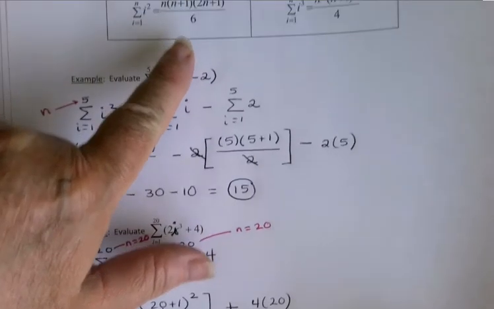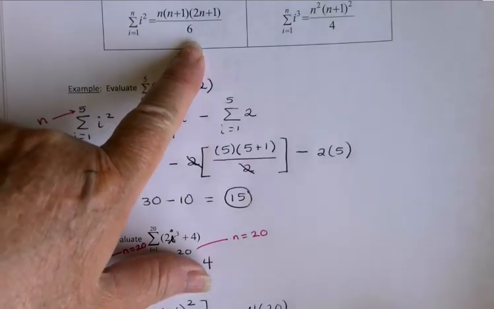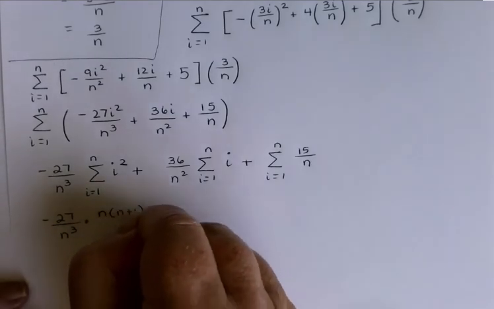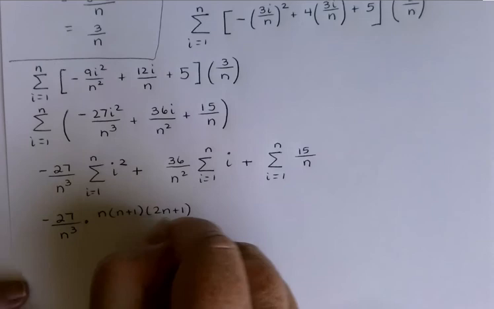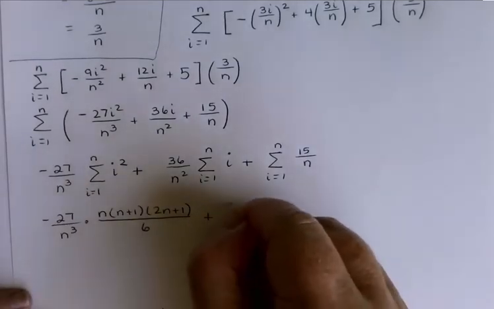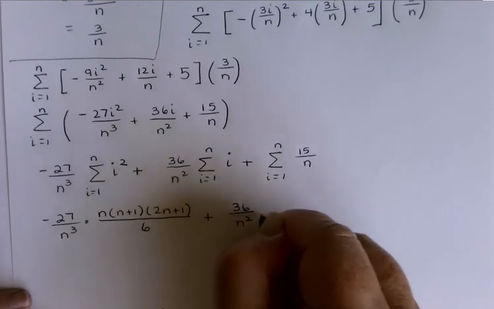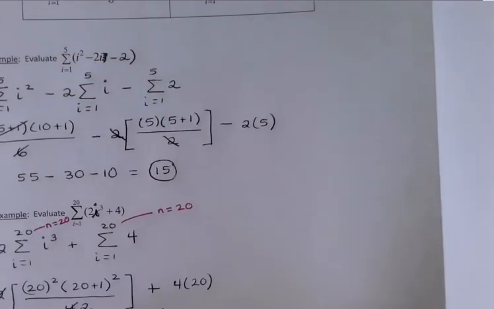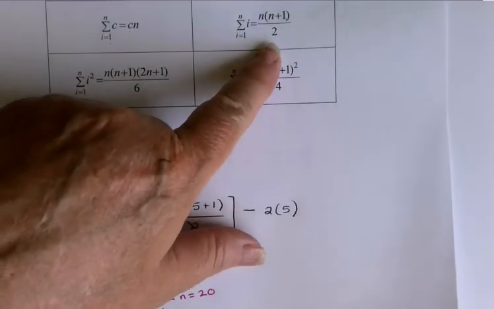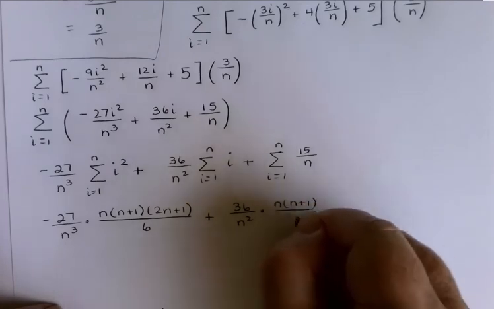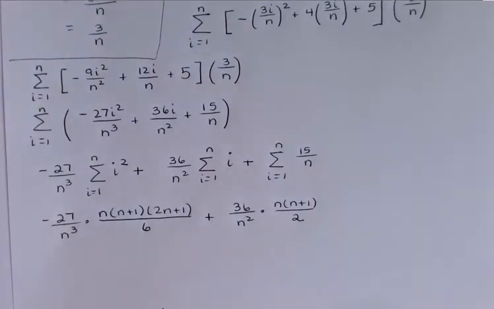So I'm just going to put in this formula right here: n plus 1, 2n plus 1, over 6, plus 36 over n squared times the sum of i. And again, I'm just going to go ahead and put in my formula for the sum of i, n plus 1 over 2. By the way, these sum formulas are on your formulas list for exams and things as well.